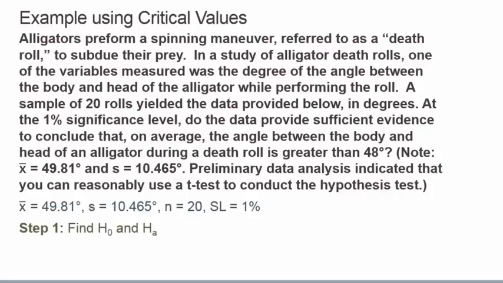Step 1. Find H sub 0 and H sub A. The preliminary data said that on average, the angle was 48 degrees. So H sub 0 is mu equals 48. Now we want to find H sub A. What we are trying to conclude is that the angle is greater than 48 degrees. H sub A is mu greater than 48.